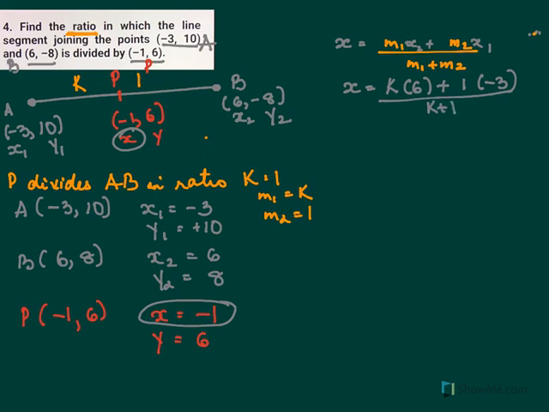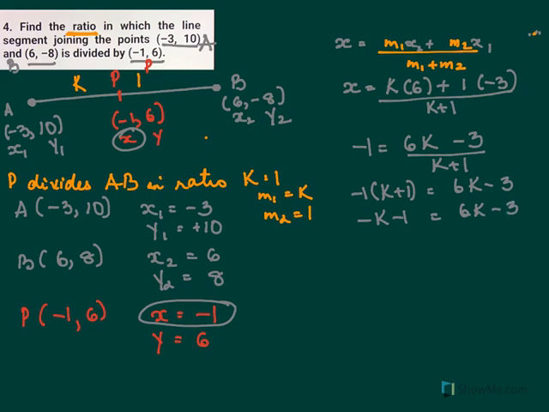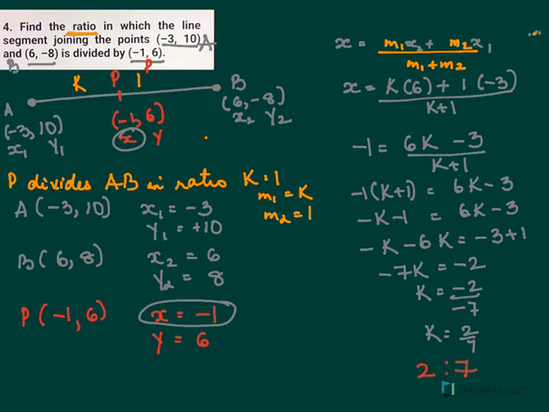So we know our X was -1, and this was (6K minus 3) over (K plus 1). Let's cross multiply. -1 times (K plus 1) equal to 6K minus 3. So -K minus 1 is 6K minus 3. Taking the K terms together, -7K equal to -2. So K is -2 over -7, so K is 2 over 7. So the ratio here is 2 is to 7.